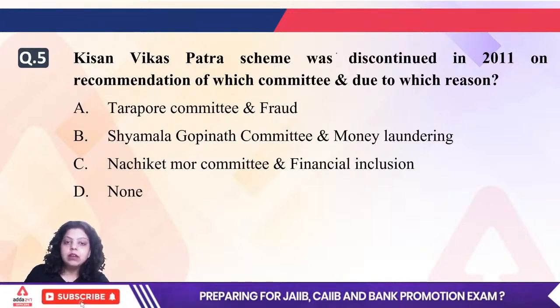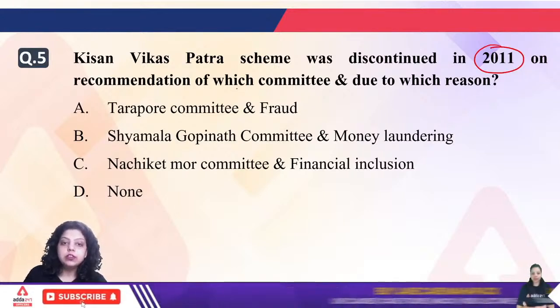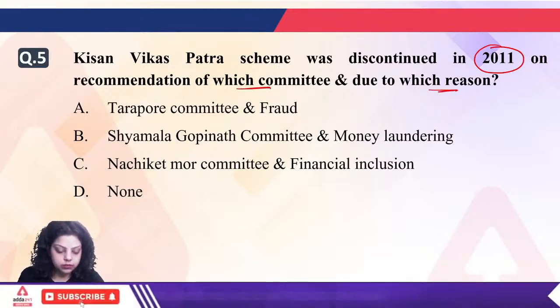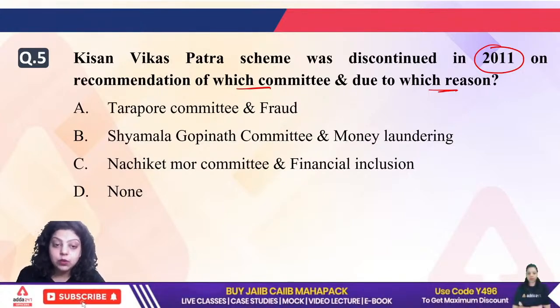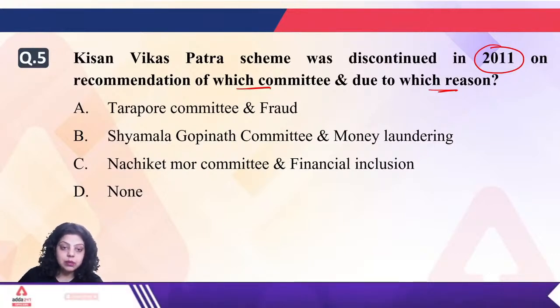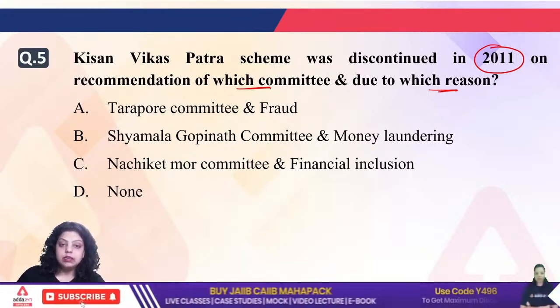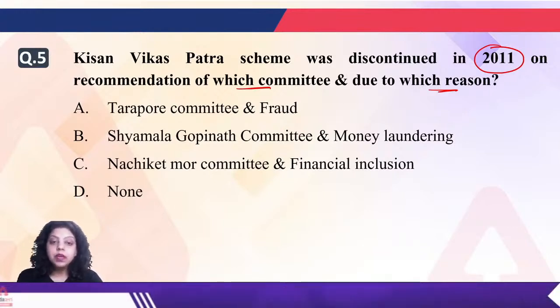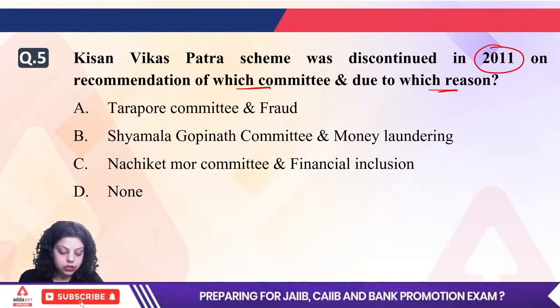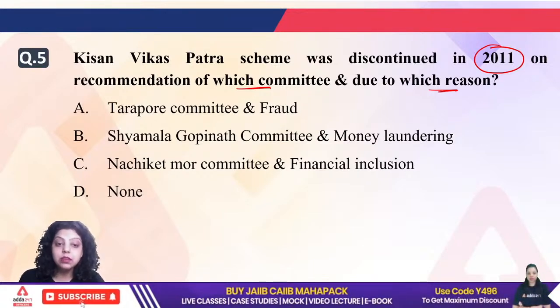Next, the Kisan Vikas Patra scheme was discontinued in the year 2011 on the recommendation of which committee and due to which reason? The Kisan Vikas Patra scheme was discontinued in the year 2011 because of which committee's recommendation, and what was the reason for discontinuing this scheme? Is it the Tarapore committee and fraud? Is it the Shyamala Gopinath committee and money laundering? Is it the Nachiket Mor committee and financial inclusion, or is it none of the above? Which of the following will be the right answer? A, B, C or D?